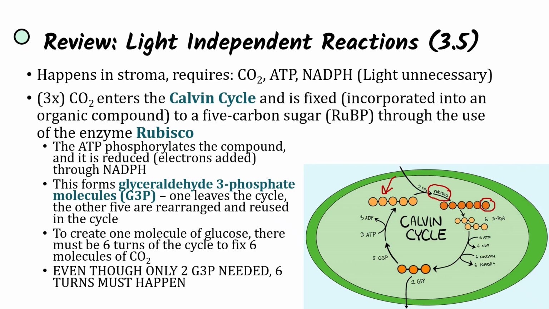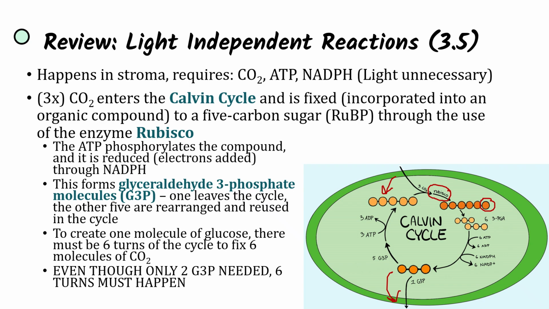Now, the ATP and NADPH that we gained from the light-dependent reactions are going to be used, the ATP phosphorylating the compound, and electrons are added through NADPH. The remaining ADP and NADP+ will then go back into the light-dependent reactions to be reused. And the Calvin cycle is going to form G3P molecules. And one is going to leave the cycle, while the other 5 rearrange themselves and are reused in the cycle as RuBP. And obviously you need 2 G3P molecules to create 1 molecule of glucose, as glucose is a 6-carbon sugar.